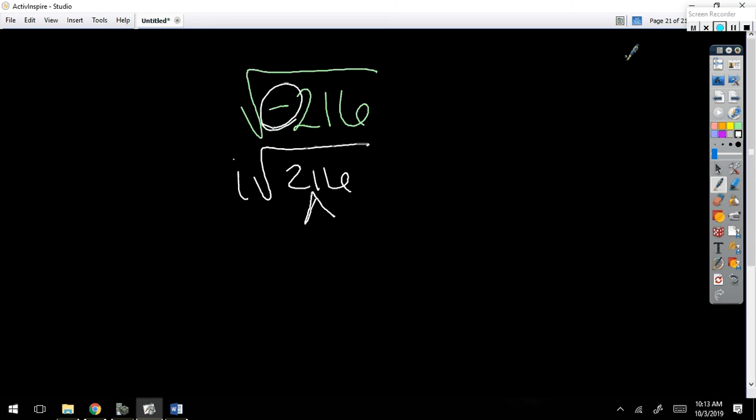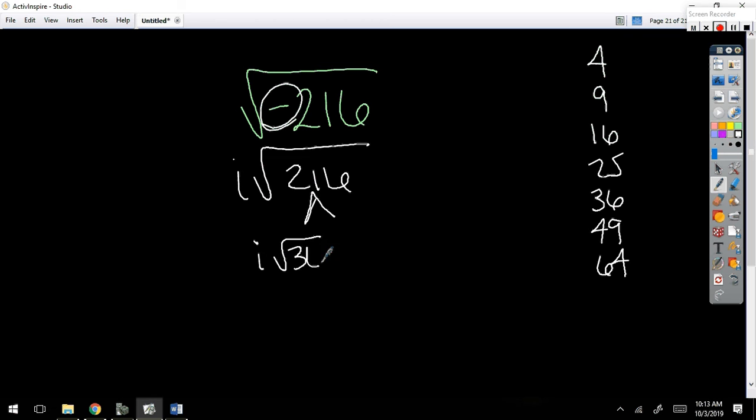Until you're really comfortable with doing this, you might keep a list of perfect squares: 3, 4, 5, 6, 7, 8, and so on. And you want the biggest one that will go into it. And this is 36. 36 times what is 216? 36 and 6. 36 is the one that simplifies down. So this becomes plus or minus 6i root 6.